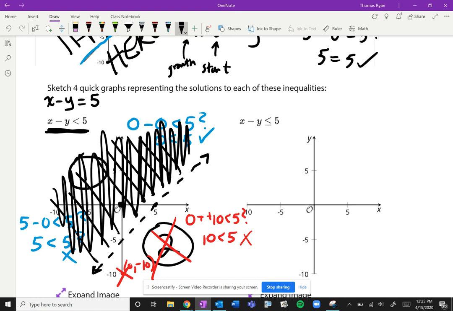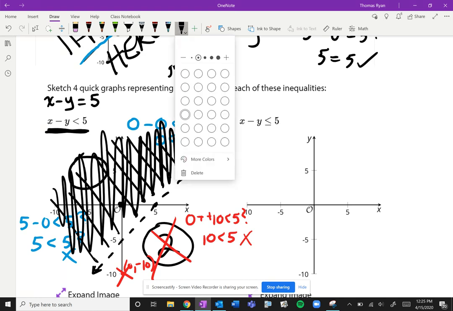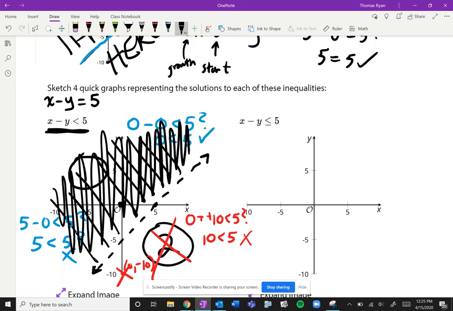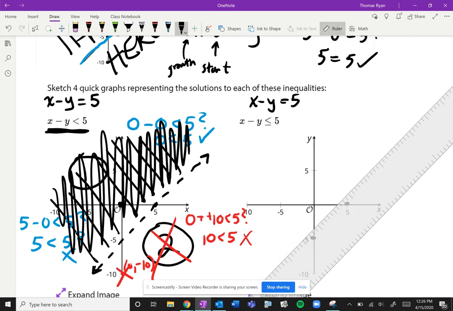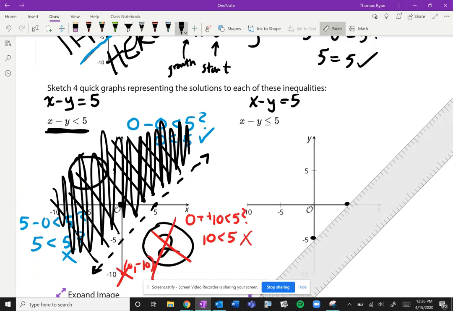Okay, let's do the same thing. Let's jump over to x minus y is less than or equal to 5. So again, think about the line x minus y equals 5. We know it has a point here and it has a point here. We're going to use our cool ruler. We're going to connect these 2 points.